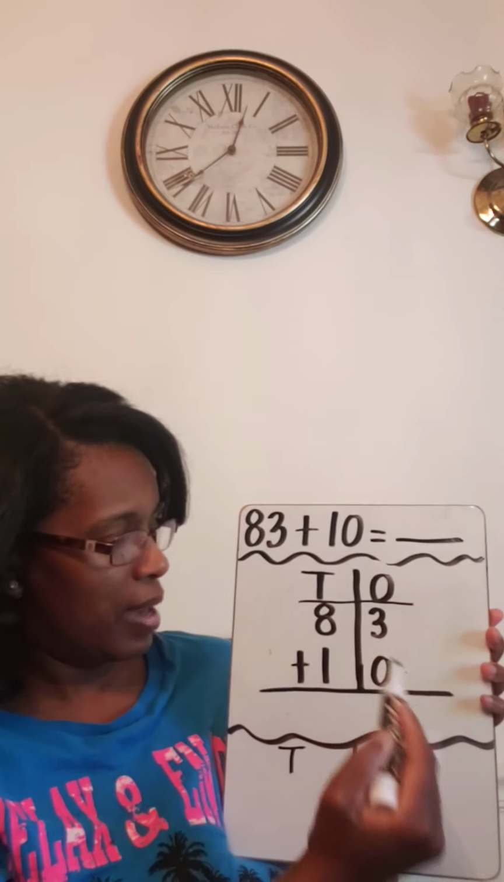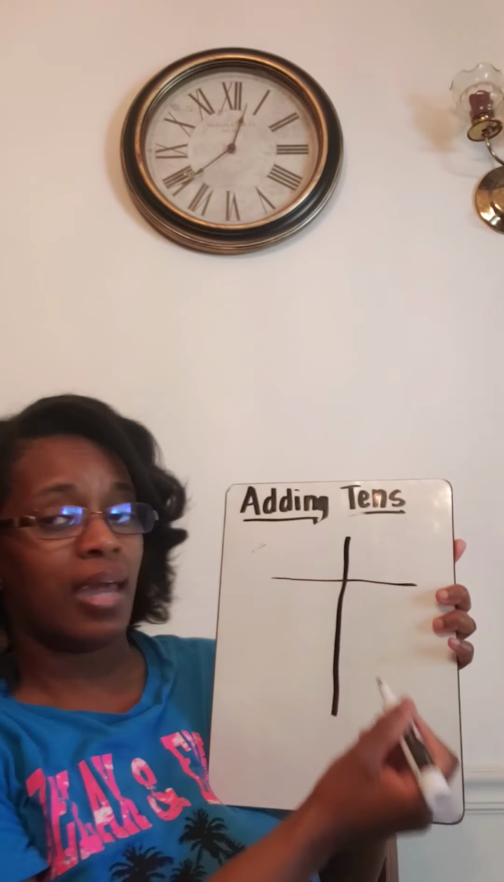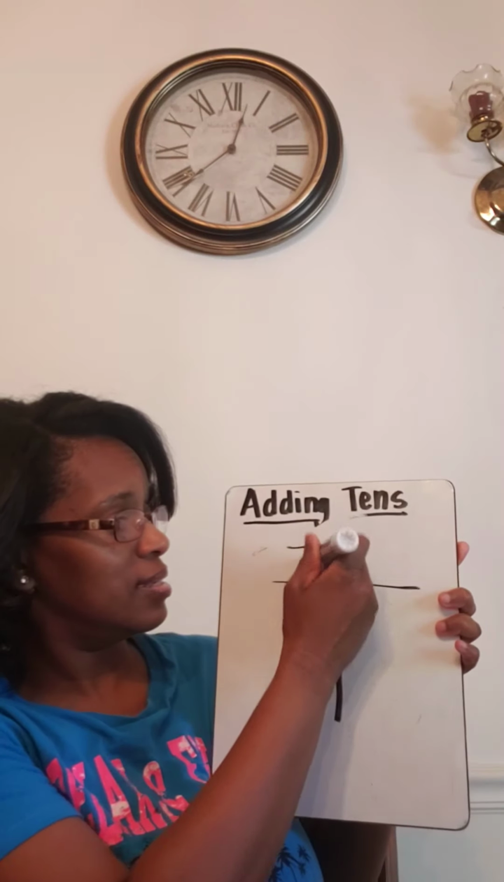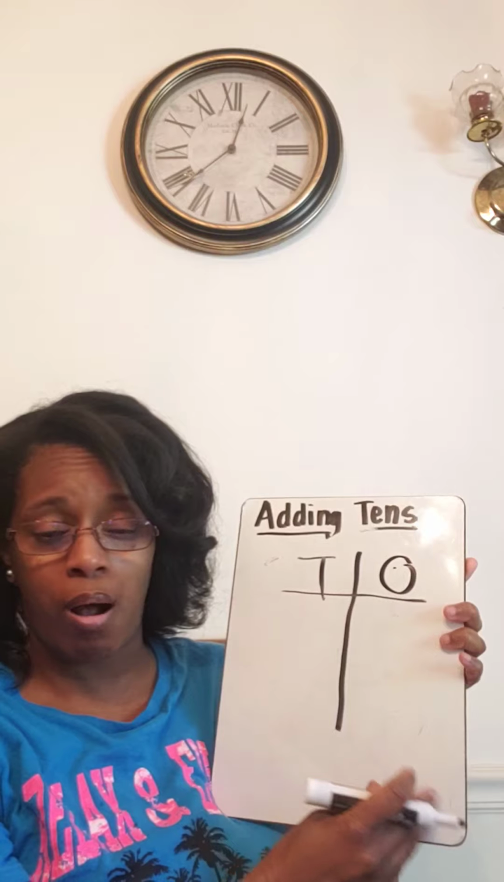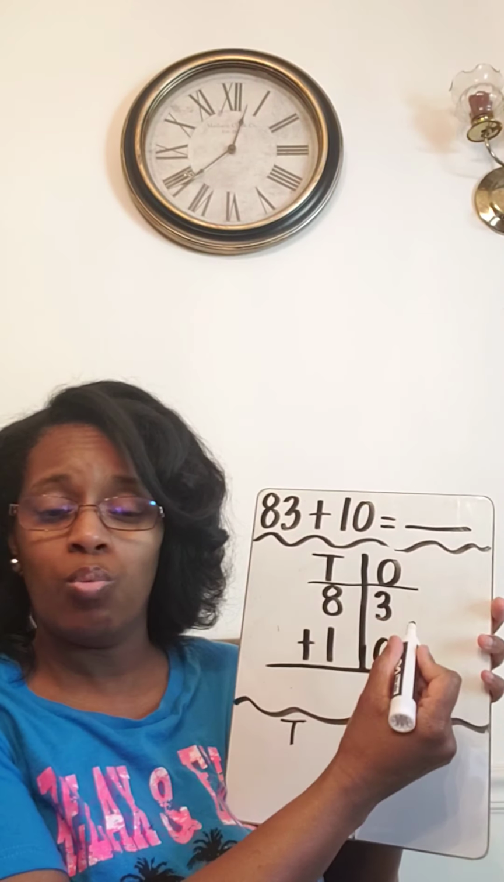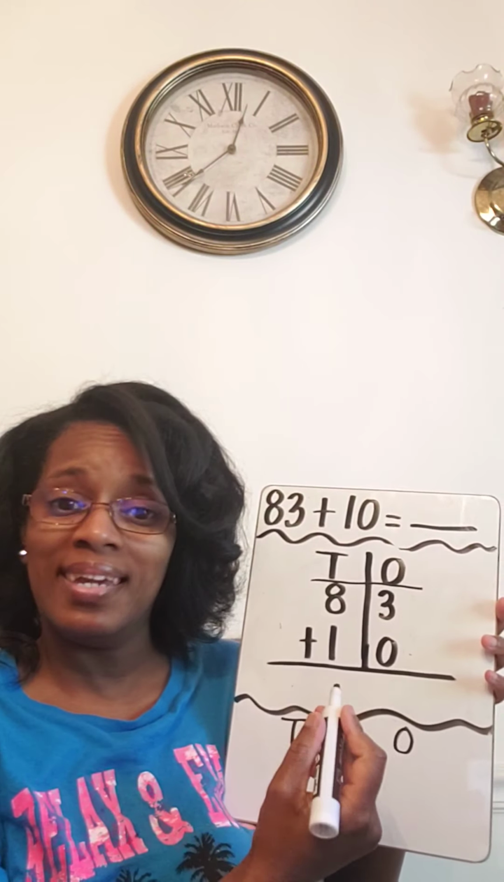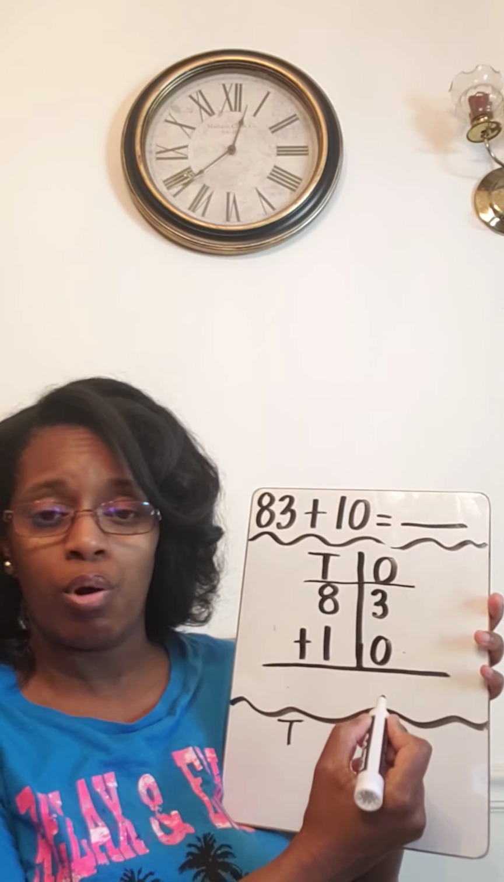So I just made a little, kind of like a little T chart. That's what we call it. And I made a little T chart there, like a T. And on one side is my tens, and on the other side is my ones. And I just broke that problem up, okay? So in 83, there are 8 tens and 3 ones. But then the number 10, there is 1 ten and 0 ones.